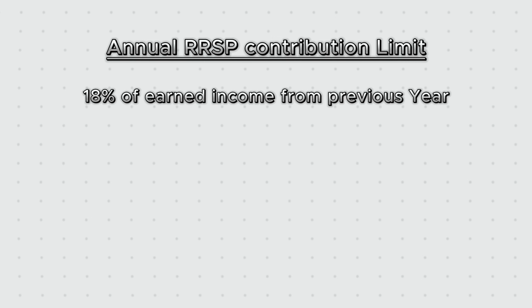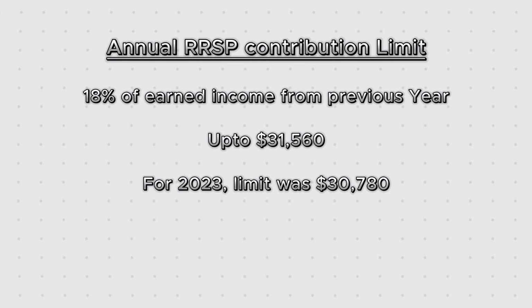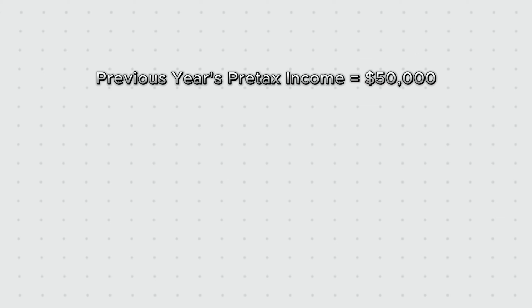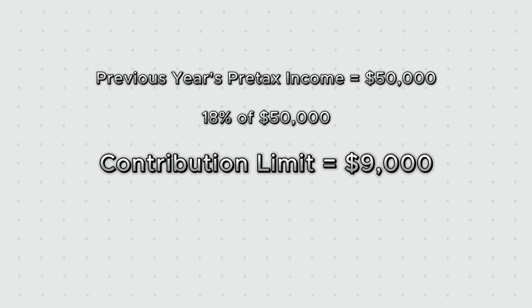Now, let's talk about the contribution limit of RRSP. The contribution limit is 18% of your earned income from the previous year, up to a maximum of $31,560. This limit was $30,780 up until last year. So from our previous example, if your pre-tax income was $50,000 last year, your contribution limit would be 18% of your $50,000, which is $9,000. Any unused contribution room can be carried over for the rest of your life.